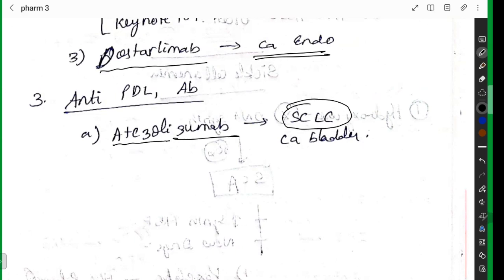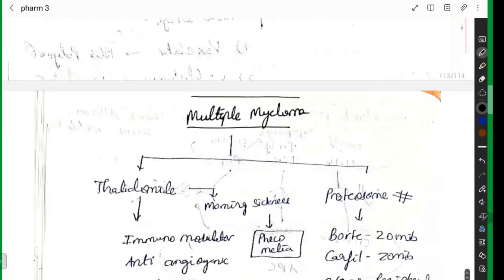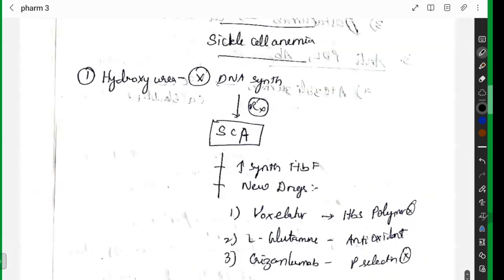Okay, now the last and final topic in the anti-neoplastic series which we are discussing in hematology is sickle cell anemia. Remember, the drug which you are using in sickle cell anemia is hydroxyurea. This is going to inhibit DNA synthesis. That's why we are going to use it in sickle cell anemia.